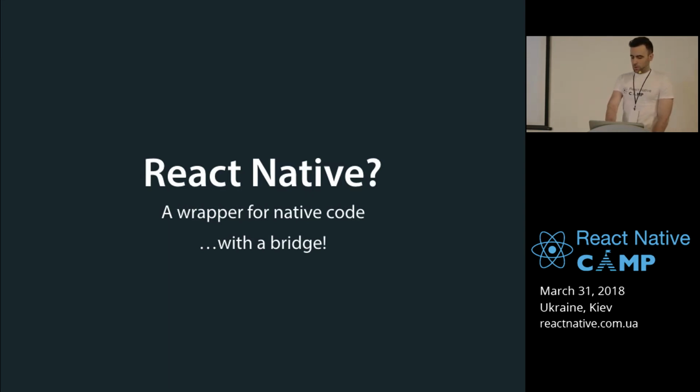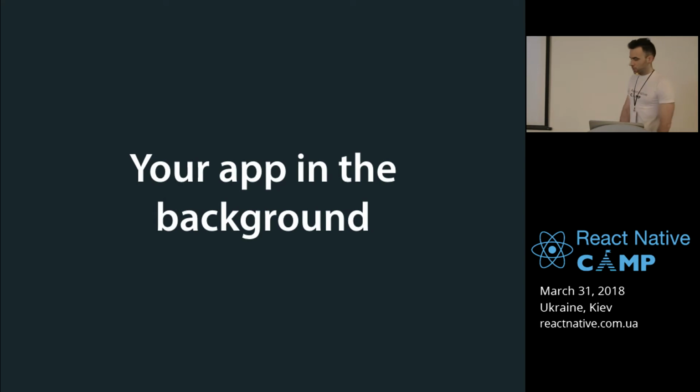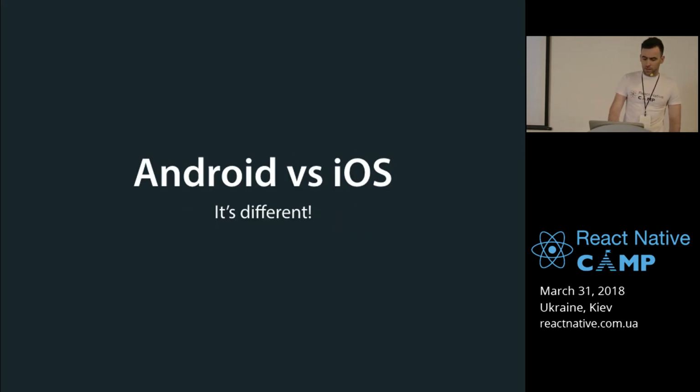Okay, so let's get a bit more theoretical about what's going on when your app really goes to the background. First, I want to understand this before we start trying to run JS code in the background. As I said, it's really different between Android and iOS, and we cannot change that. We cannot do some magic because we are in React Native and want to skip this. No, we need to follow the platform rules.